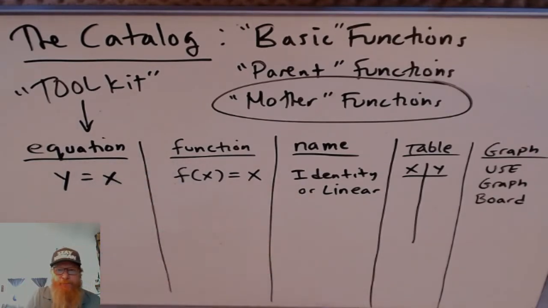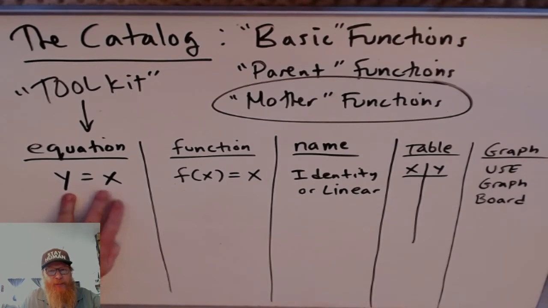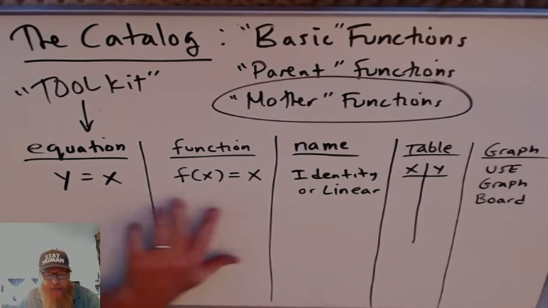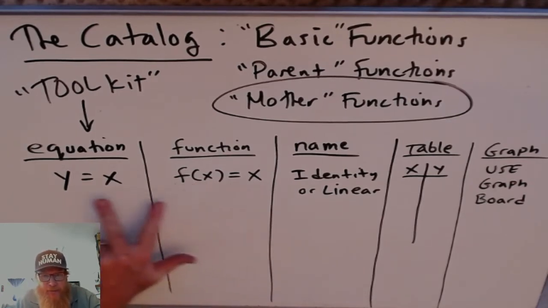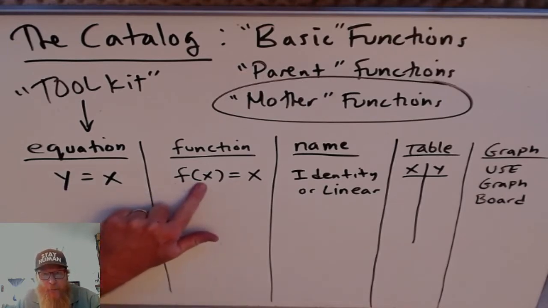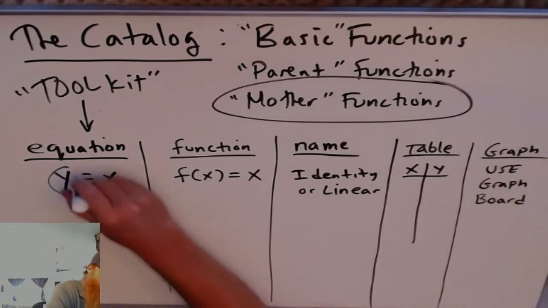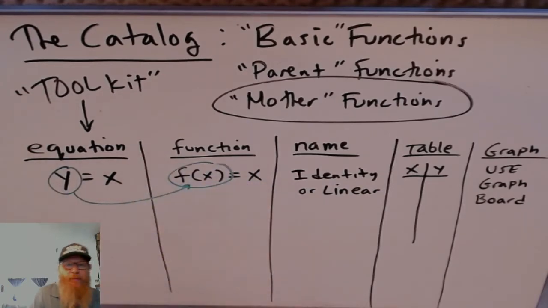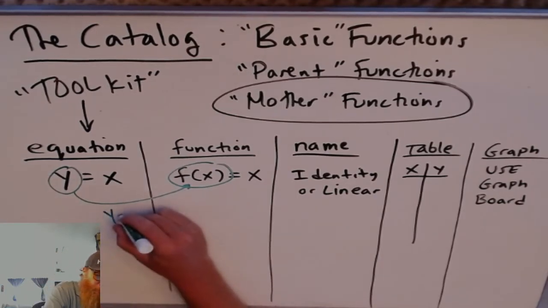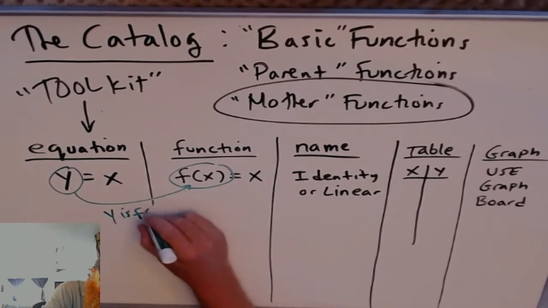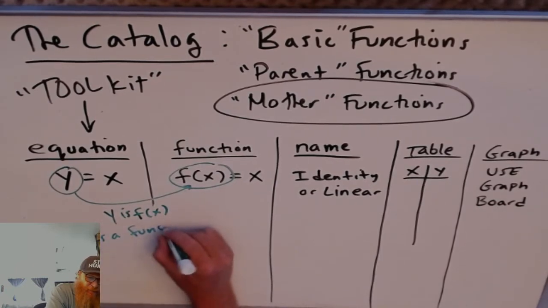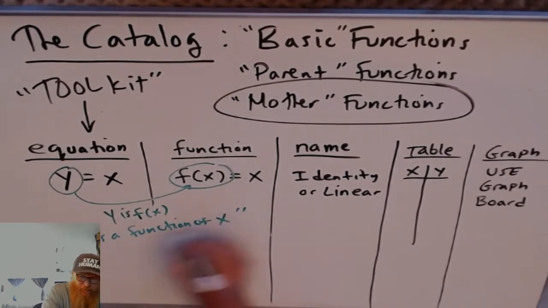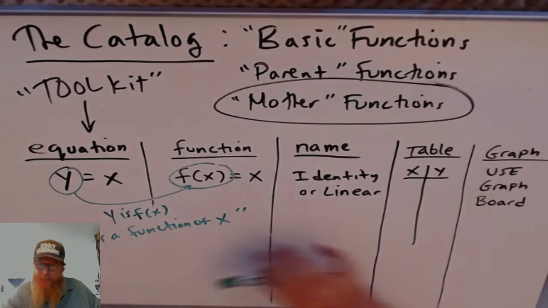The first one, y equals x. Yeah? Y equals x is the equation. The function is f of x equals x. Notice the only difference? Y has been replaced with f of x. That's it. Y is f of x. In other words, y is a function of x. This is the simplest one, okay?